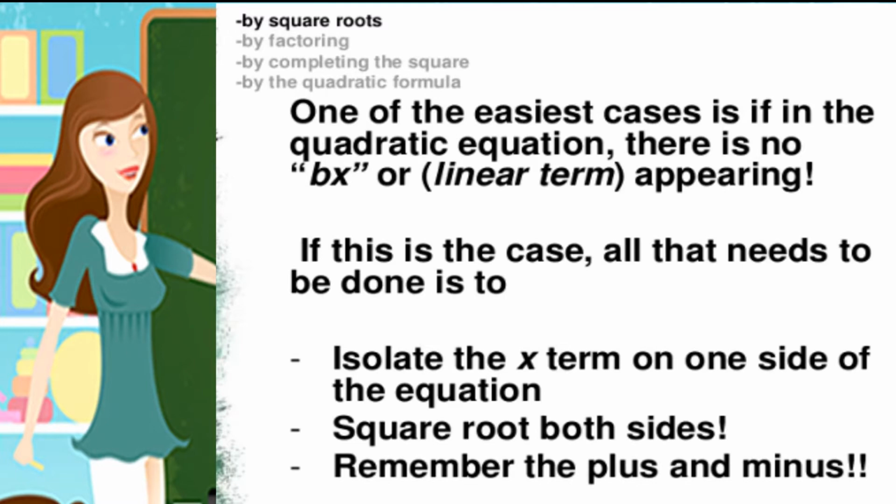First, we have by square roots. One of the easiest cases is if in the quadratic equation, there is no bx or the linear term appearing. If this is the case, all that needs to be done is, number one, isolate the x term on one side of the equation, then square root both sides, then remember the plus and minus sign.